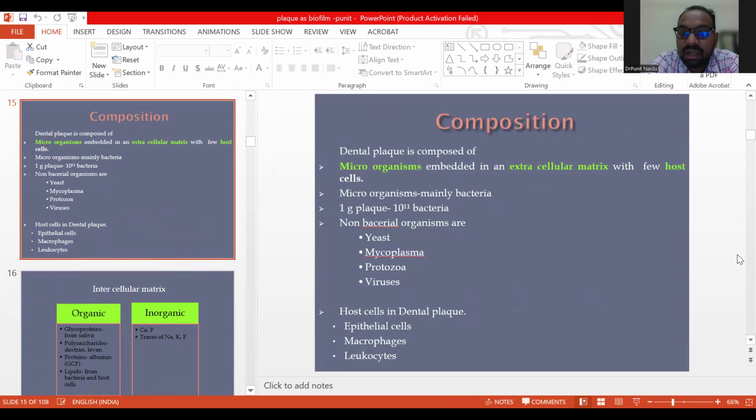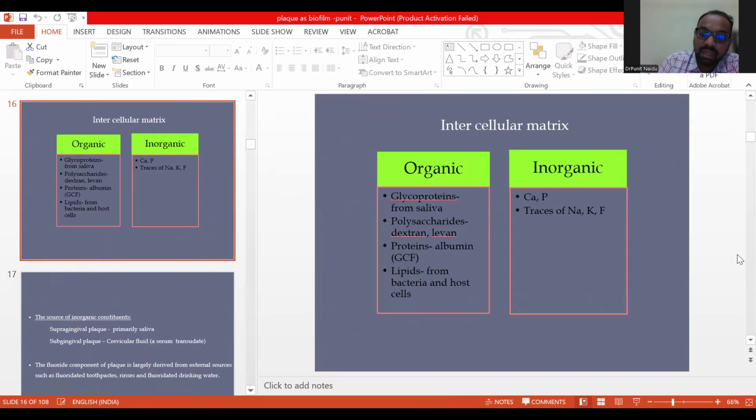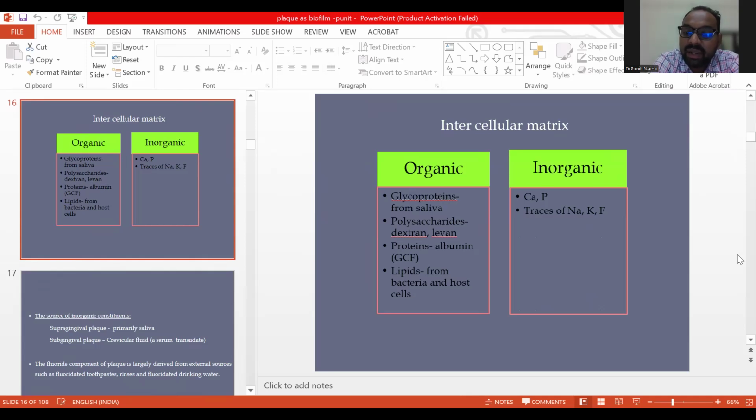The composition of dental plaque consists of microorganisms which are mainly embedded in extracellular matrix. These microorganisms are mainly bacteria, and the non-bacterial organisms are yeast, mycoplasma, protozoa, and viruses. The host cells in the dental plaque consist of epithelial cells, macrophages, and leukocytes. The extracellular matrix is of two types, organic and inorganic. Organic consists of glycoproteins deriving from saliva, polysaccharides, which are dextran and levan, proteins such as albumin deriving from GCF, and lipids deriving from bacteria and host cells. Inorganic are calcium, phosphorus, sodium, potassium, and fluoride.